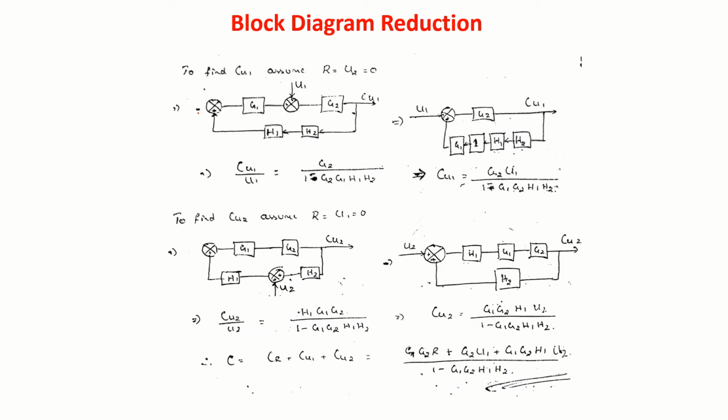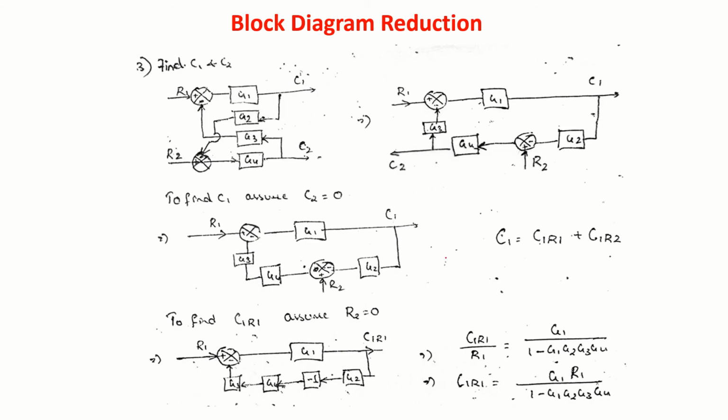Same way, R and U2 are 0, then this becomes the forward path and this becomes the feedback path. Okay, you get this. Same way, U2 is equal to R and U1 are 0, then this becomes the forward path and this becomes the feedback path. Right? You will get this. Add all the three outputs.